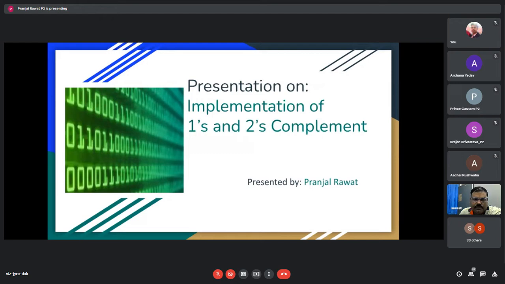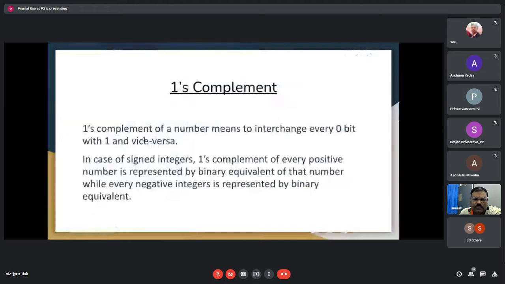Hello, everyone. My name is Pranjal Rawat. I am here to present on the topic implementation of ones and twos complement. The ones complement of a number means to interchange every zero bit with one and vice versa. In case of signed integers, every positive number is represented by the binary equivalent of that number, while every negative number is represented by its ones complement.